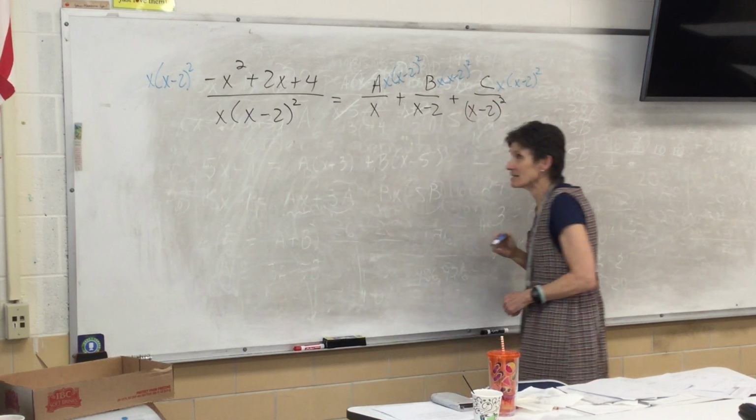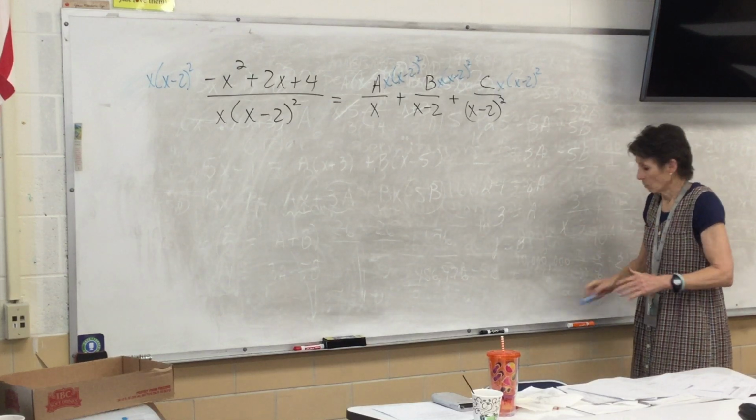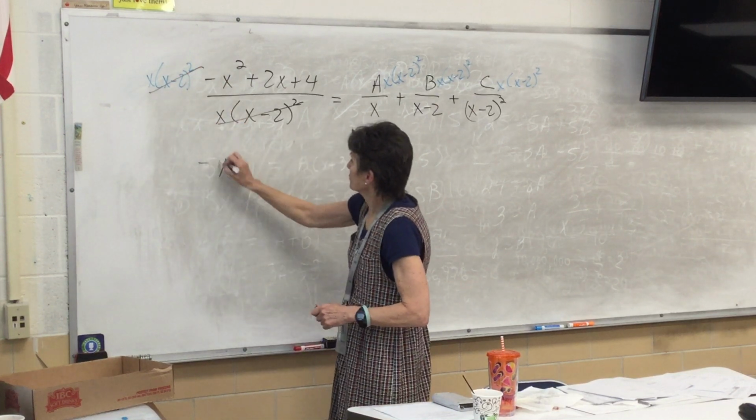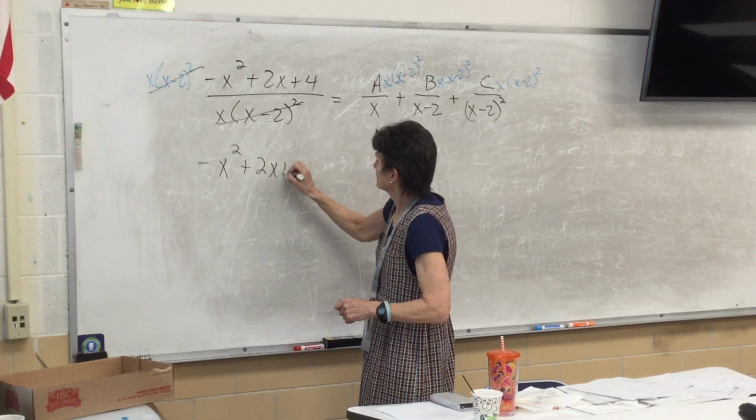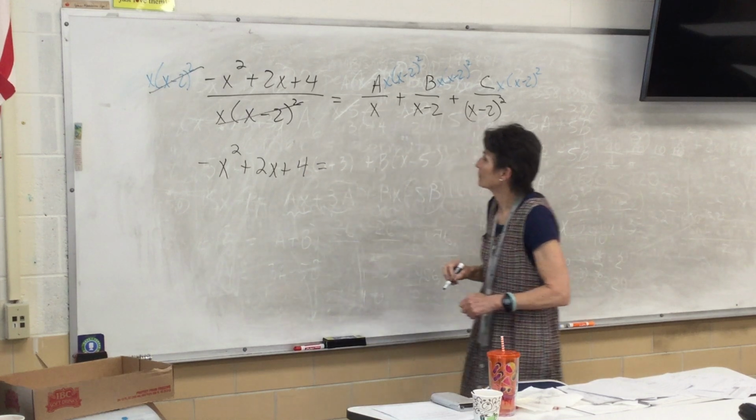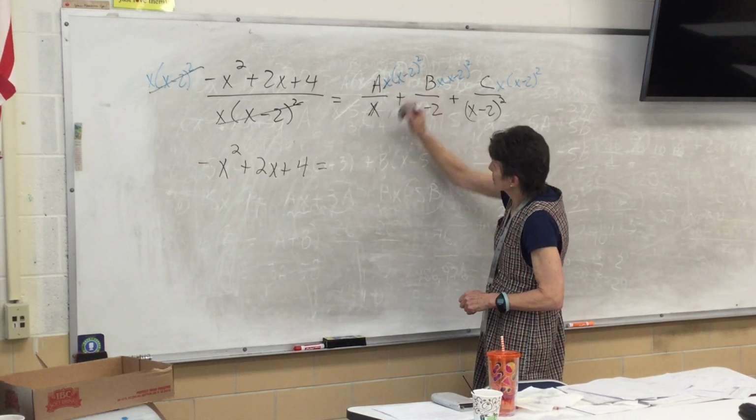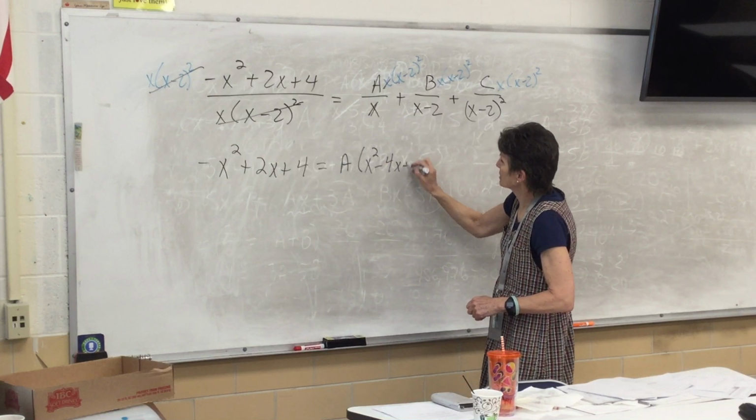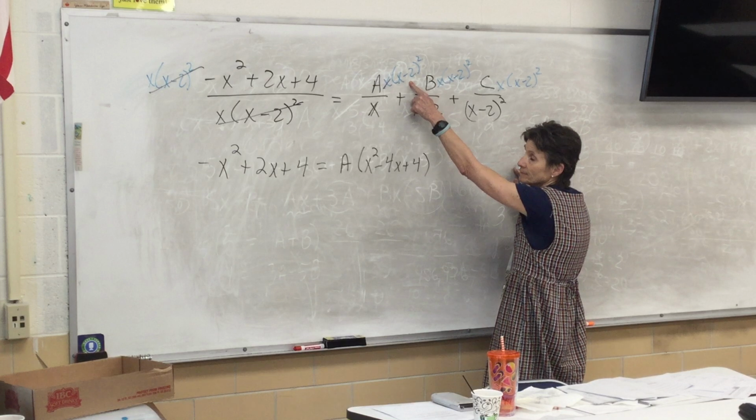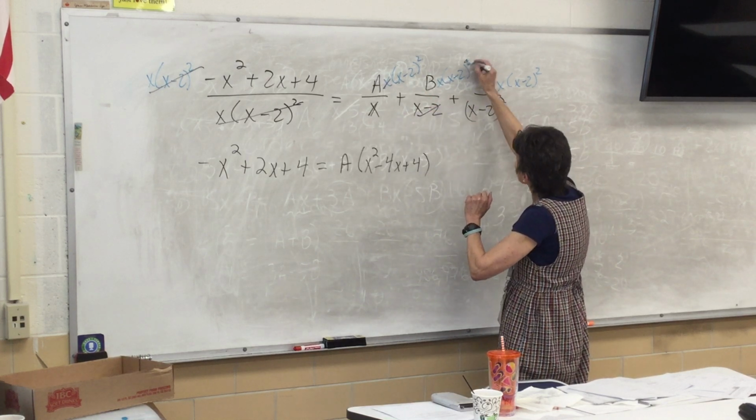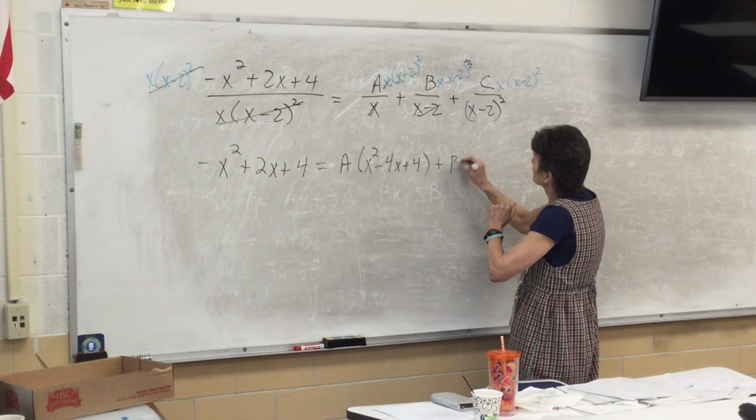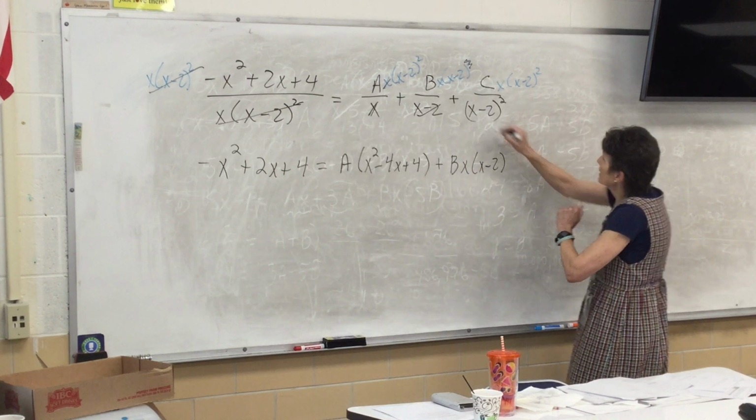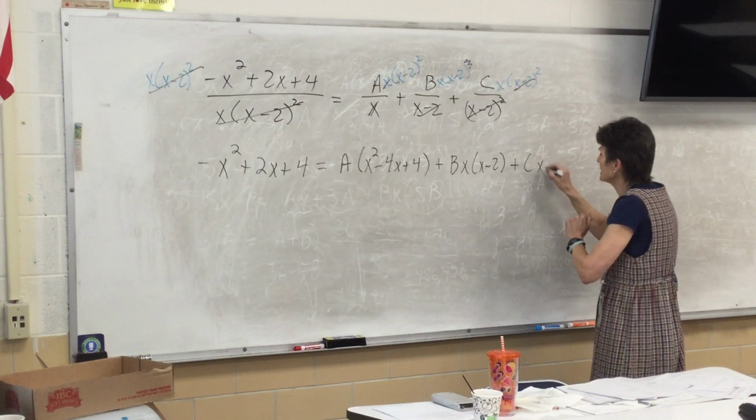And then I'm going to cancel whatever will cancel. Well, here, everything cancels, so I'm just left with this. Here, that cancels, so I'm left with a times x squared minus 4x plus 4. Here, one of those cancels, so I'm left with bx times x minus 2. And here, those both cancel, so I'm just left with cx.